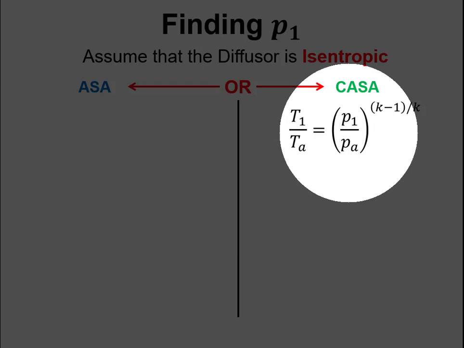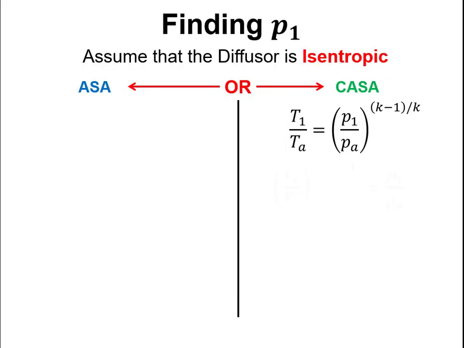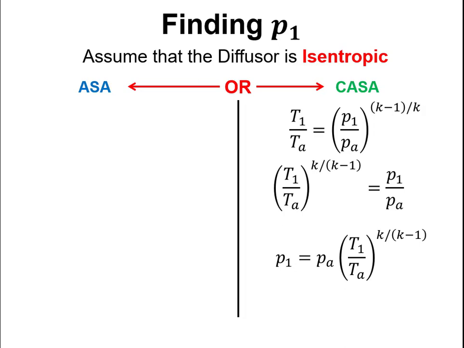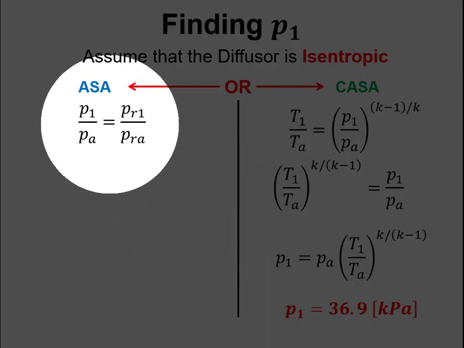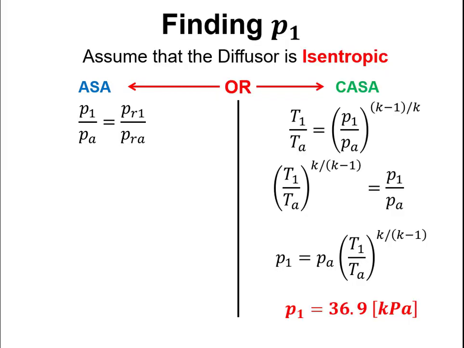So I use this equation in a cold air standard analysis. I put in the things that I know and I solve for P1. In this case, 36.9 kilopascals. I'll do the same thing for an air standard analysis, but here, when I have an isentropic process, I use this equation looking at PR ratios and pressure ratios. I can solve for P1 because I've already found PR1, and I can see that I get virtually the same pressure.